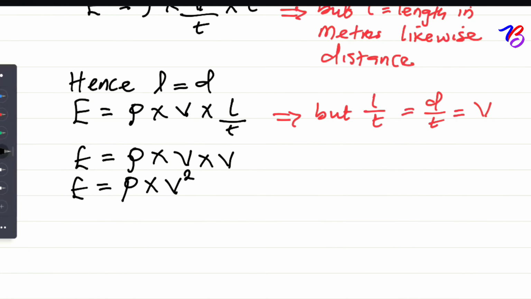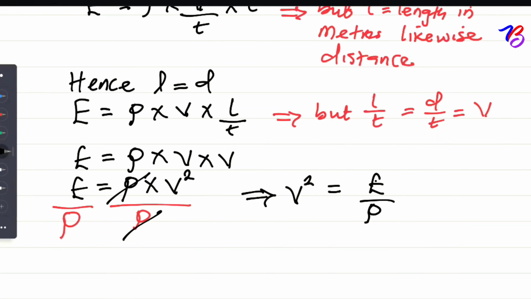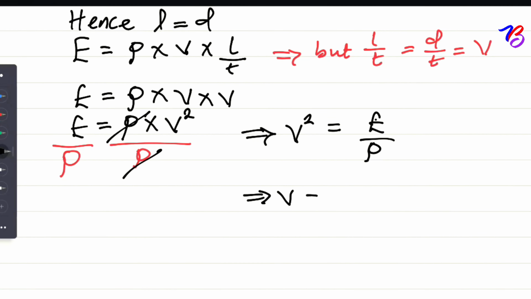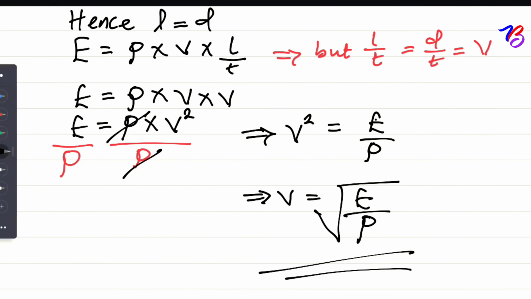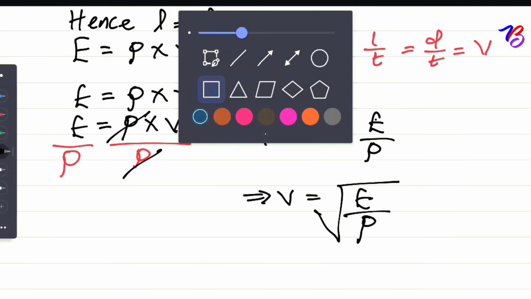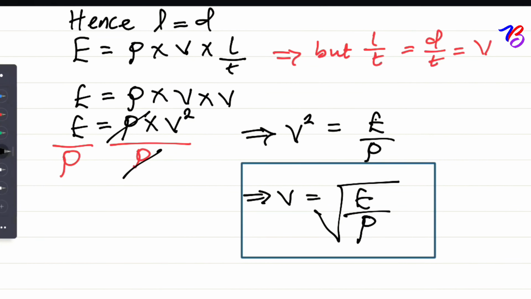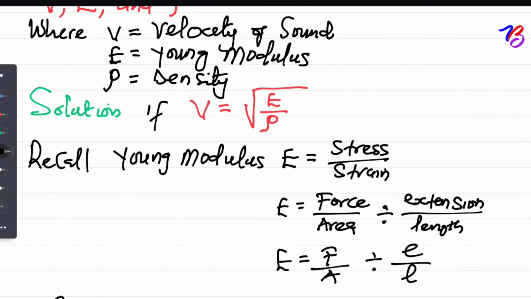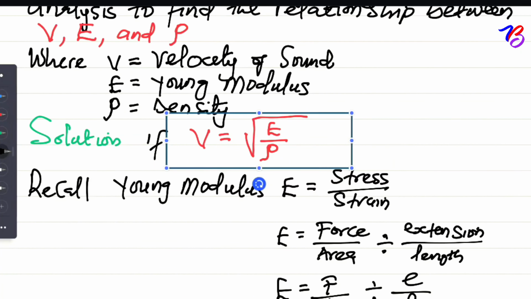Our goal is to make V the subject of the formula, so we isolate V by dividing through by density, so that density cancels out density. Then V squared will now equal Young modulus E over density. So take the square root of both sides, so that V is equal to the square root of E over rho, Young modulus over density. We have successfully shown that the formula of Young modulus can be used to derive the formula for speed, giving us the triune components of this formula to be velocity, Young modulus, and density.